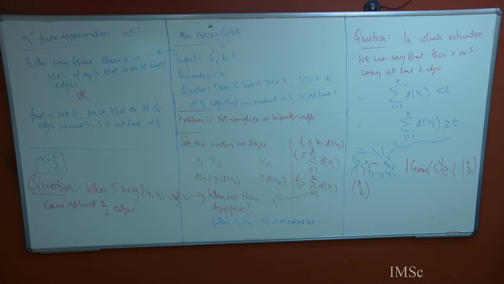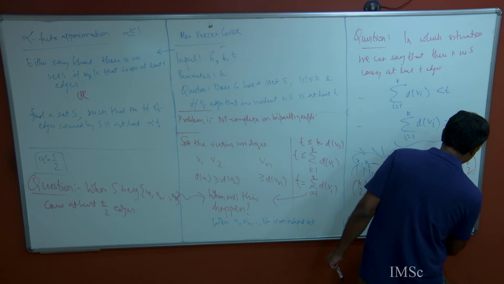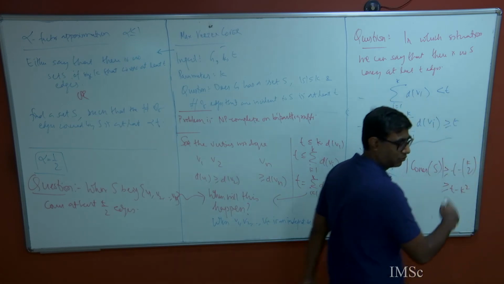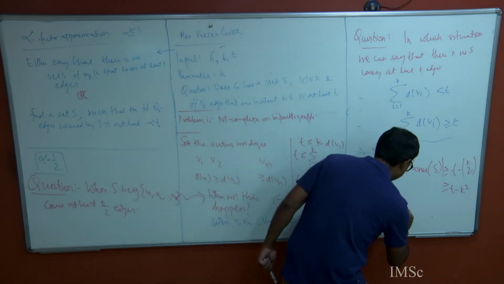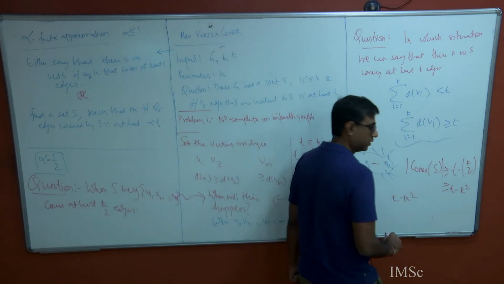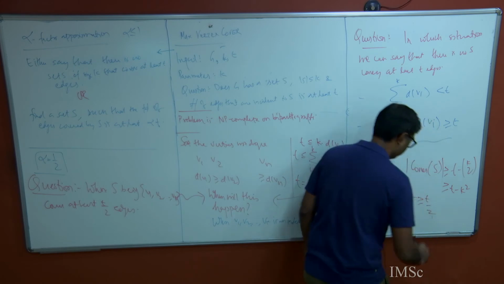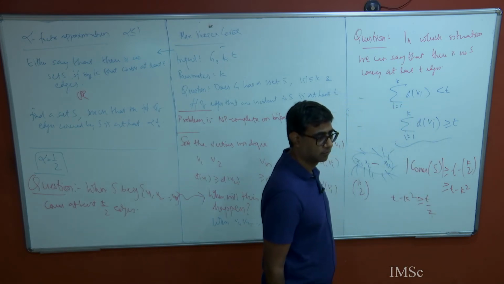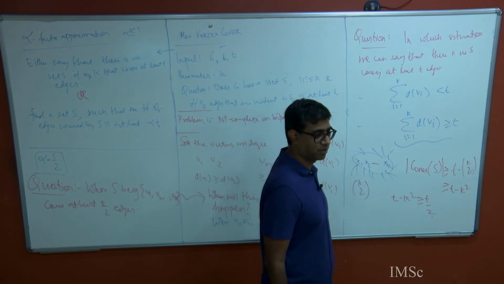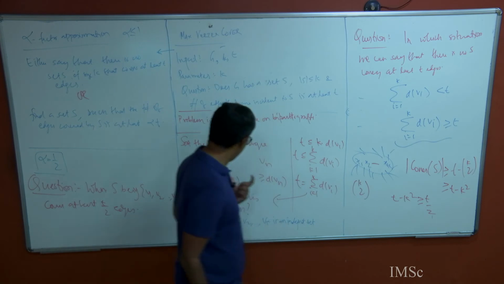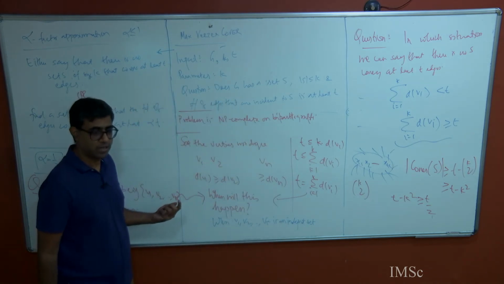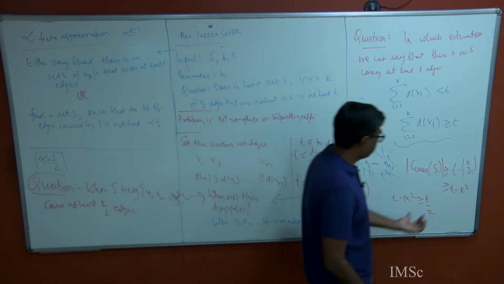In which situation can you say this is a factor half approximation? Let's say this is at least t minus k square, just to make my life easier. So I want to say, look, t minus k square is greater than or equal to t by 2. When can I say this? If it is a factor half approximation, I want to guarantee, in which situation can I say that the top k vertices definitely cover t minus k square edges?